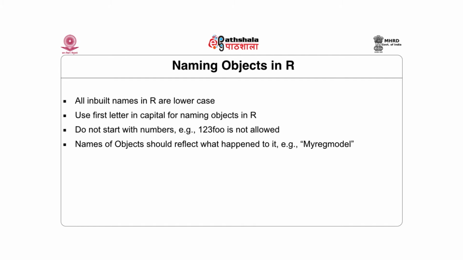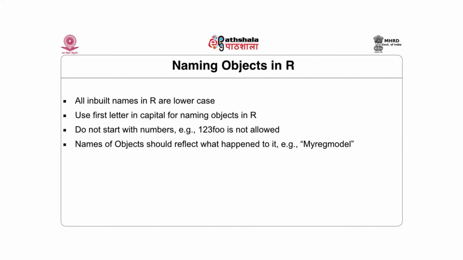But in general, it is always a good idea to start the name of an object in R with a capital letter and then use it. So all inbuilt words start with small letters. Therefore, to avoid clashes with reserved words, start names of your objects with capital letters.